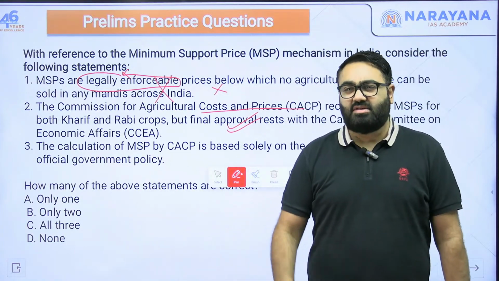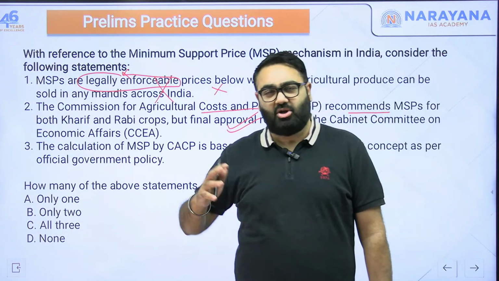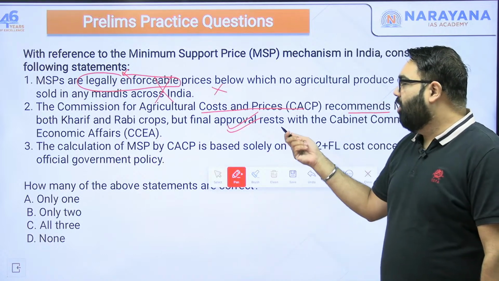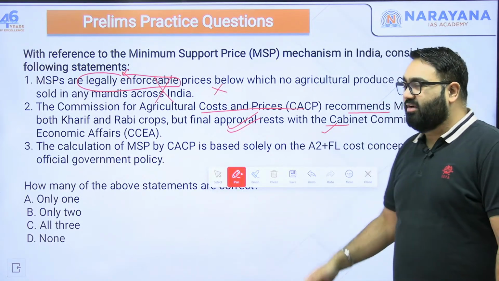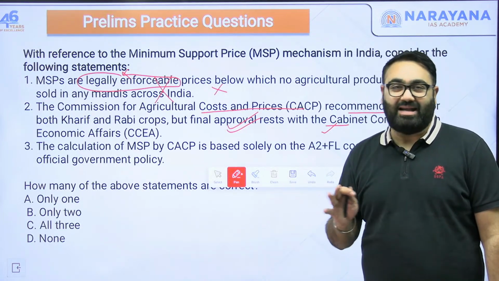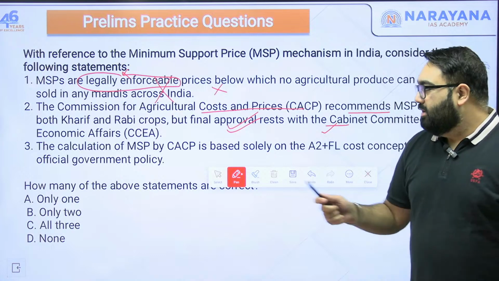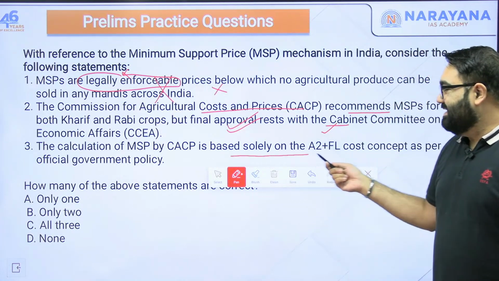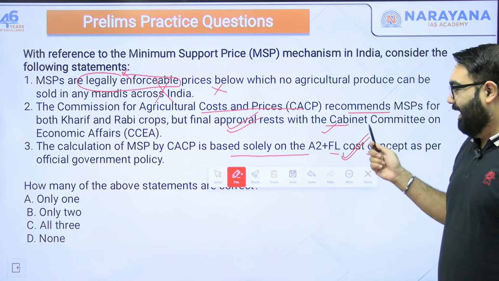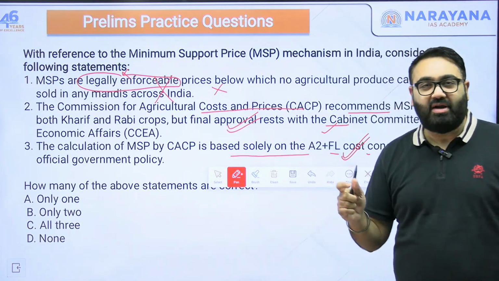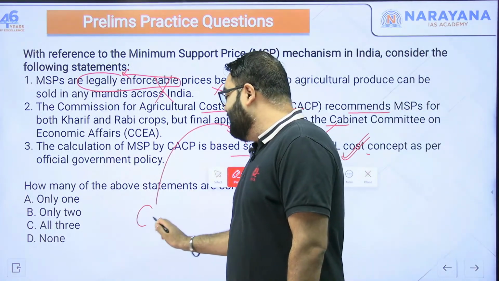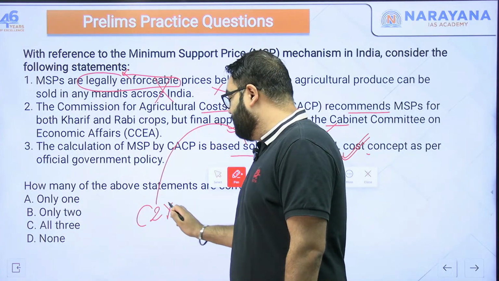For example, there is a Cabinet Committee on Security, Cabinet Committee on Accommodation, Cabinet Committee on Appointments. Similarly, we have a Cabinet Committee on Economic Affairs. They are the ones who take the final call. We discussed that whatever recommendations are given to them are not binding on them. Remember that part. The calculation of MSP by CACP is solely based on the A2+FL cost concept. We did discuss this. And what did we tell you? What is the other component which is not taken into consideration? That is C2. The C2 part, that is a rental cost for the land, is not taken into consideration.